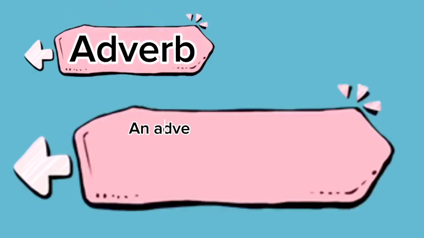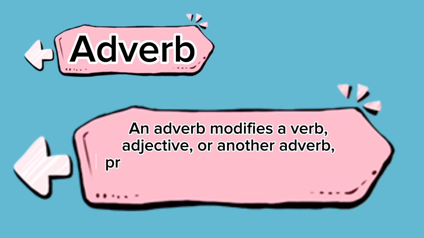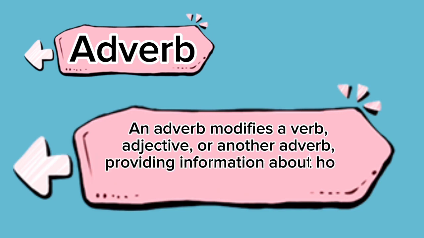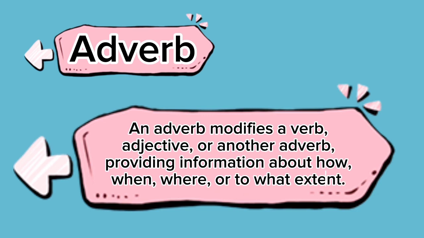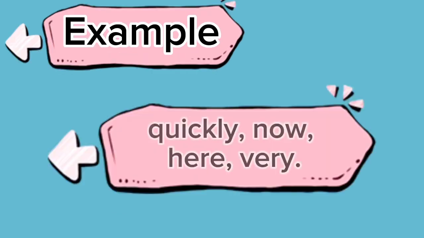Adverb. An adverb modifies a verb, adjective, or another adverb, providing information about how, when, where, or to what extent. Example: quickly, now, here, very.